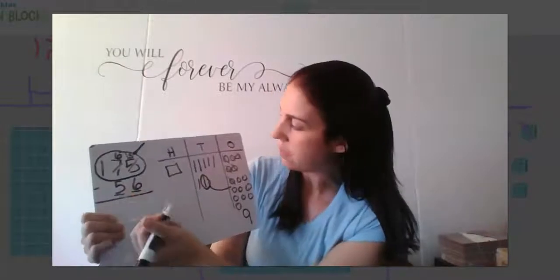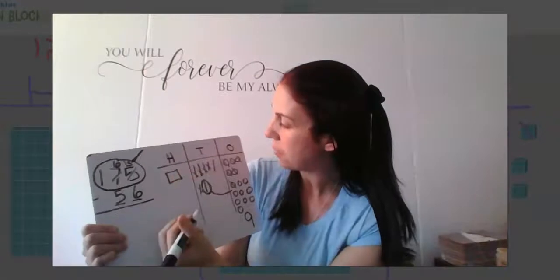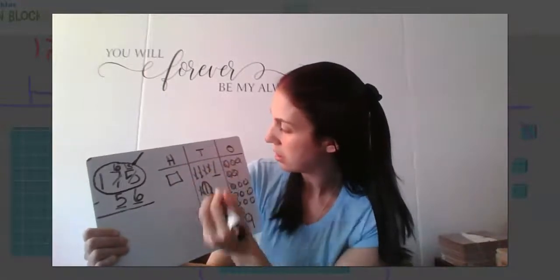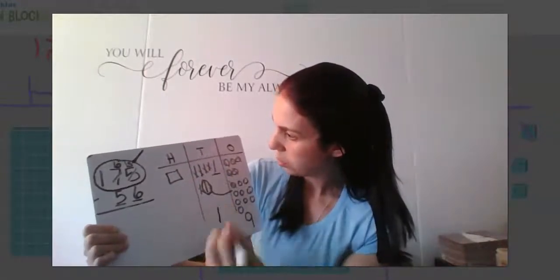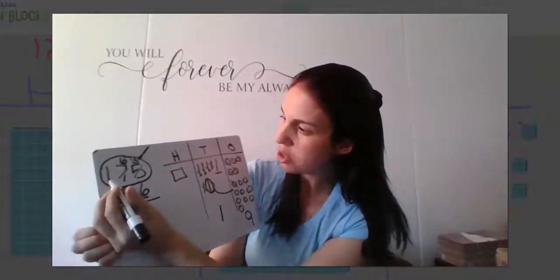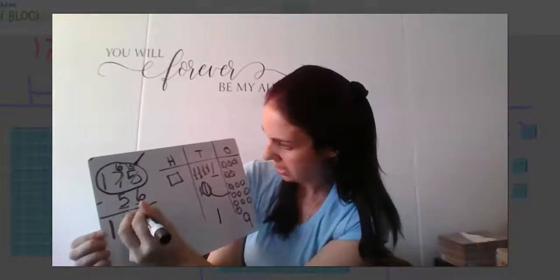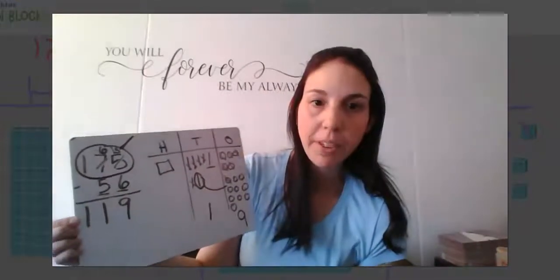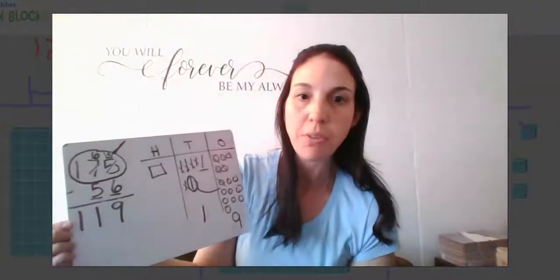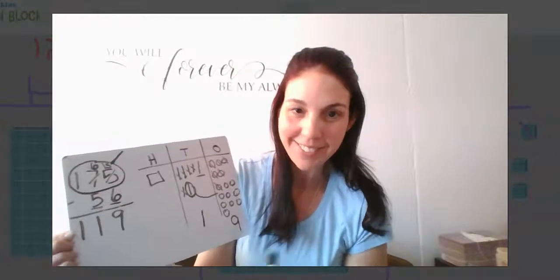Now we're going to take away 5 tens. 1, 2, 3, 4, 5. How many are left? 1. And we still have our 100, which just comes straight down. So we have 119. Okay? So this is what it would look like if you were doing it on your paper. Don't worry, we're going to do one more together.